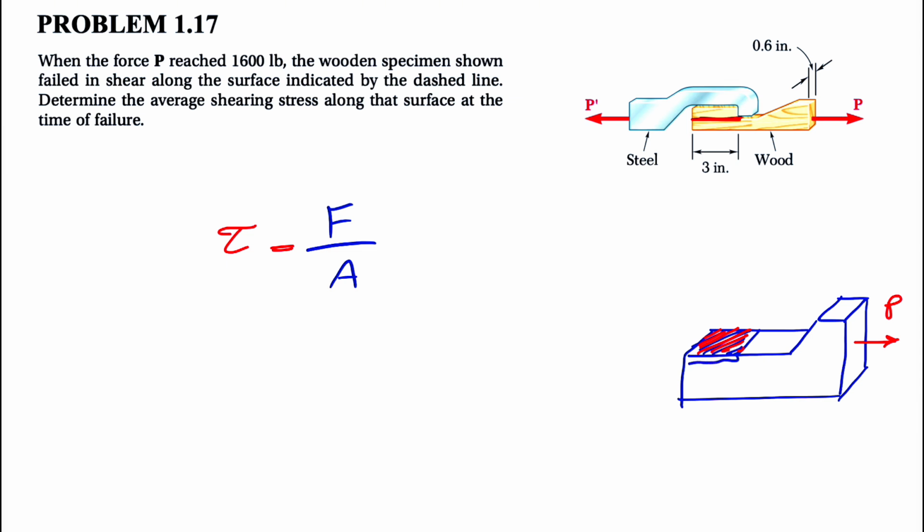which we know one side of it is 3 inches and it's also 0.6 inches thick, as we can see in the figure. So easy enough to find the area, and we know when the force P reaches 1600, that's our cutoff for failing the wooden specimen.